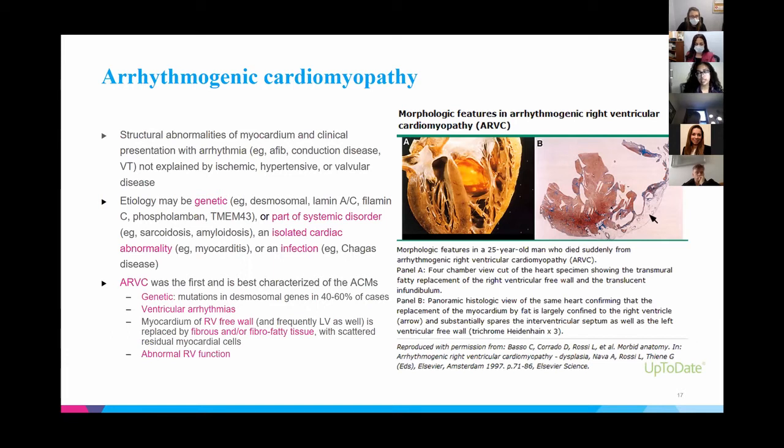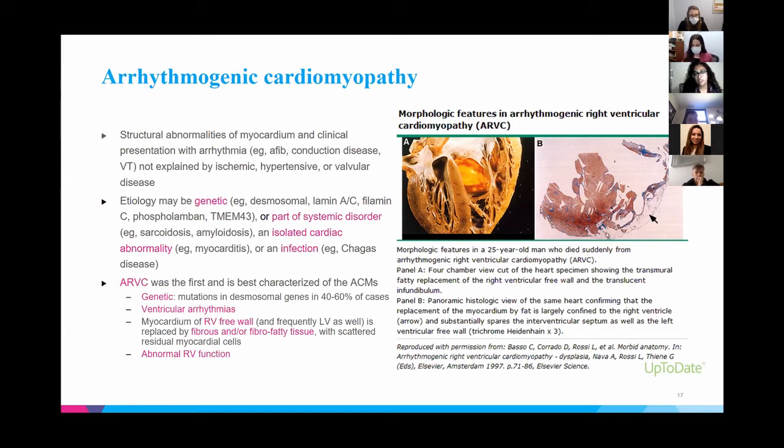So again, you see how different diseases are falling into different classifications. So it's not a clean system really. This can be from isolated cardiac abnormalities like myocarditis causing arrhythmias or infection. ARVC is the first and best characterized of the arrhythmogenic cardiomyopathies. It is primarily genetic, and there are mutations in the desmosomal genes in 40 to 60% of cases.